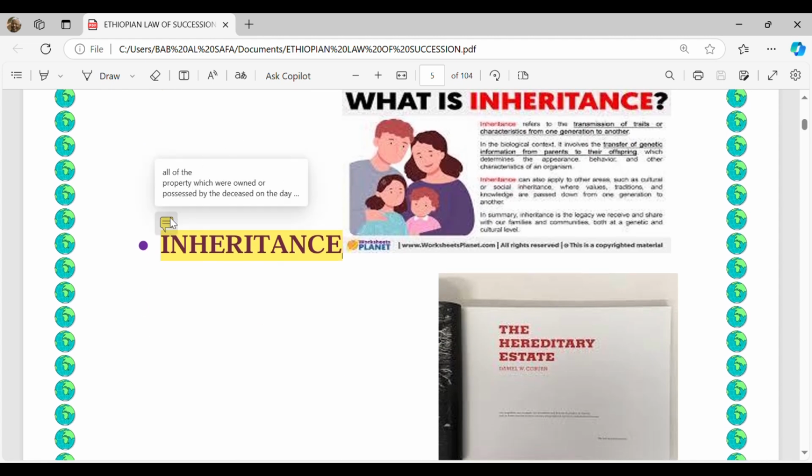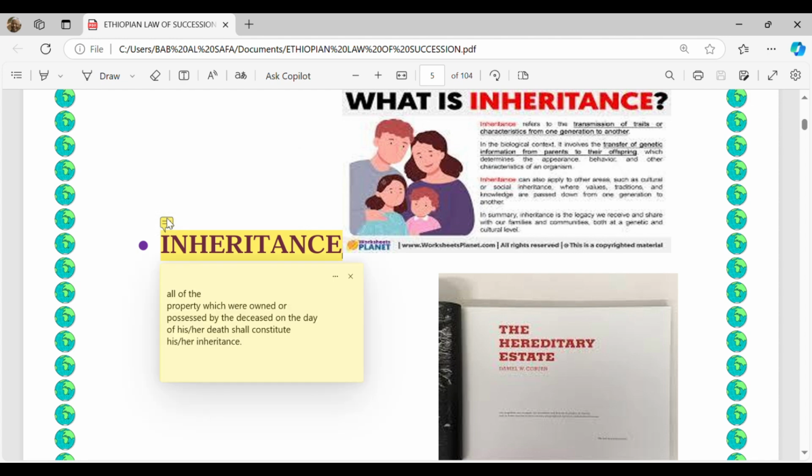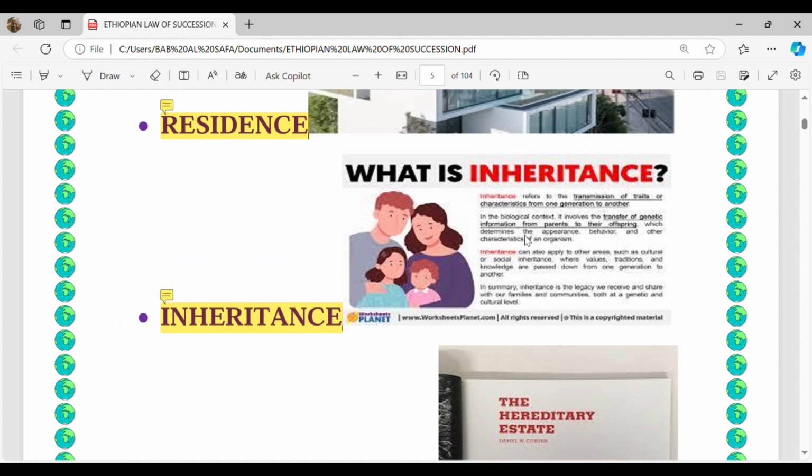The other one is inheritance. By inheritance we mean all of the property which was owned or possessed by the deceased on the day of his or her death. All the property, movable, immovable, money, in kind or in cash, which was owned or possessed by the deceased person at the time of his death, is considered as inheritance.